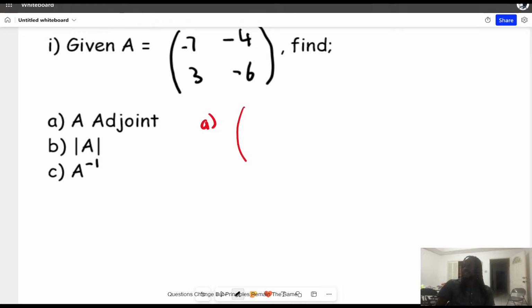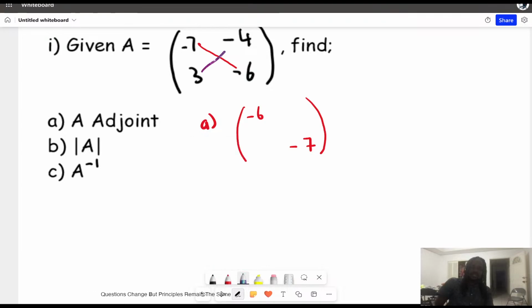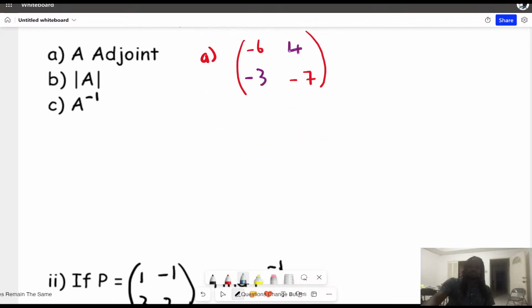As it says, to get the adjoint, you interchange the leading diagonal, top left to bottom right. So you interchange those. So negative 6 comes right here, negative 7 comes right here. You change the signs of the non-leading diagonal. What's a non-leading diagonal? That's this one right here. We're going to change the signs. So negative 4 becomes positive, 3 becomes negative. That's my adjoint right there.